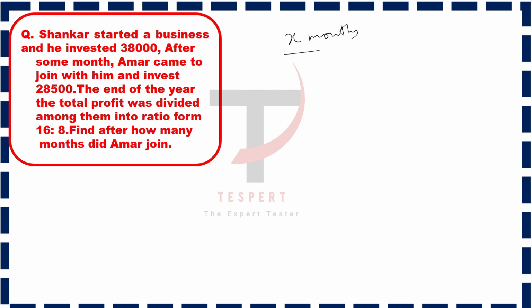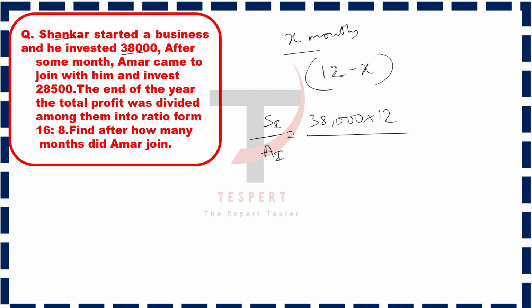So Amar invested for how many months? 12 minus X, right? 12 minus X months. Here Shankar invested 38,000 for 12 months. So 38,000 into 12. This is Shankar's investment. And what about Amar's investment? Amar's investment is 28,500 for 12 minus X months. And this one is equal to the profit ratio.